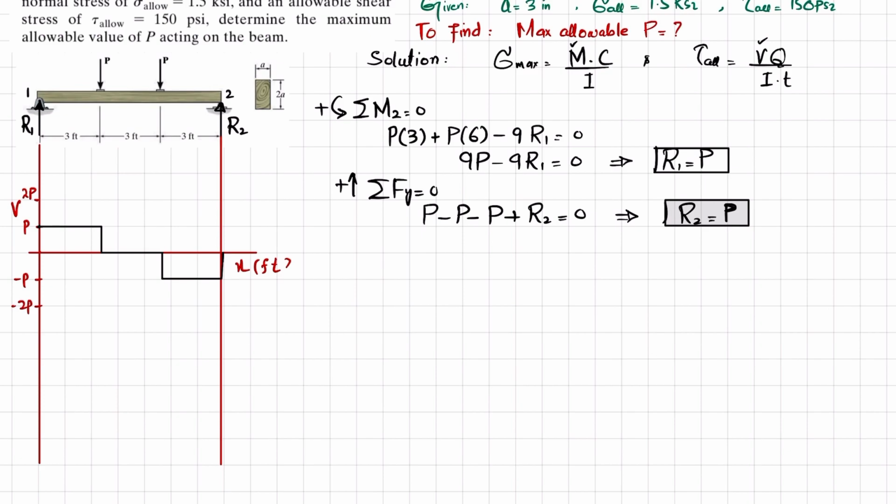Now we will draw the bending moment diagram. The bending moment diagram will be drawn just like the previous one: draw a horizontal line, similarly with moment and x in feet.